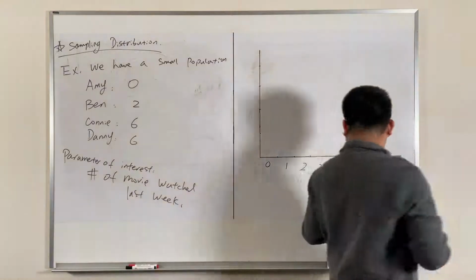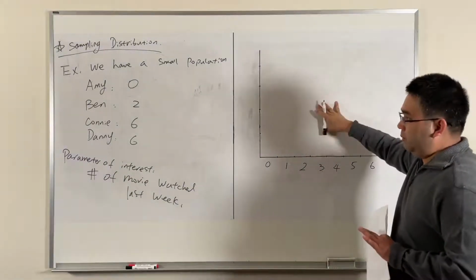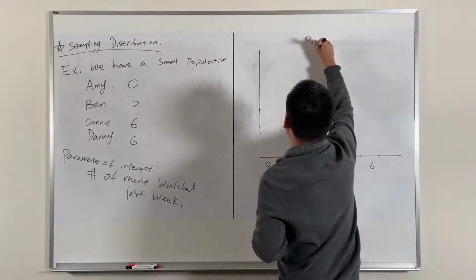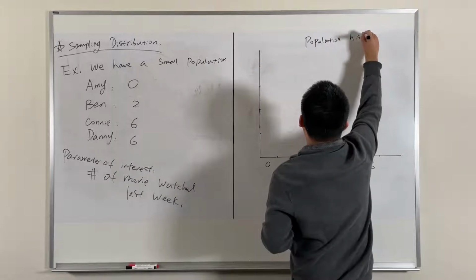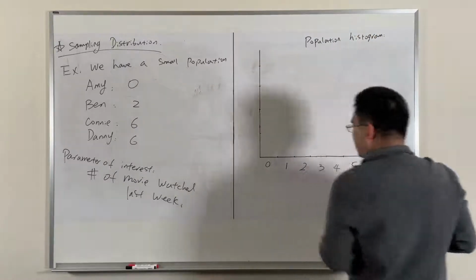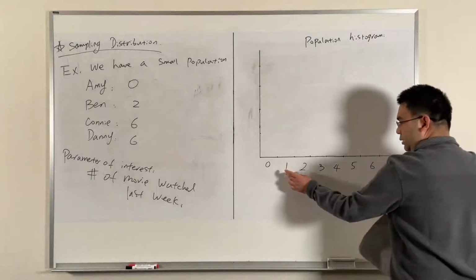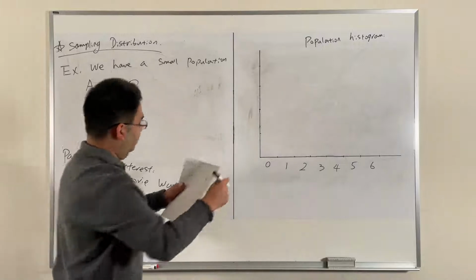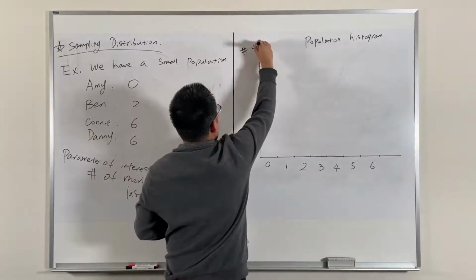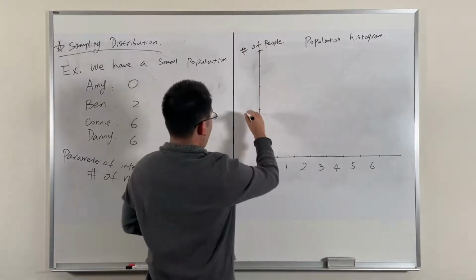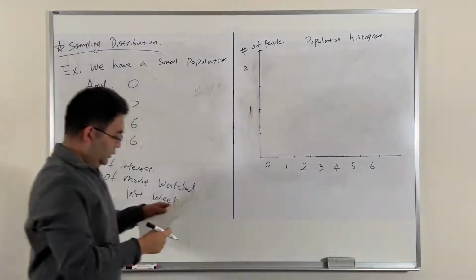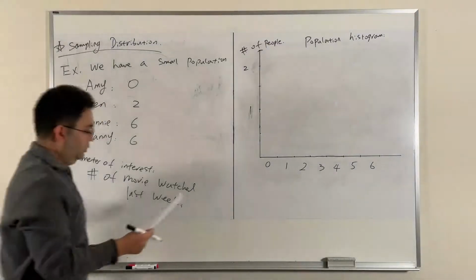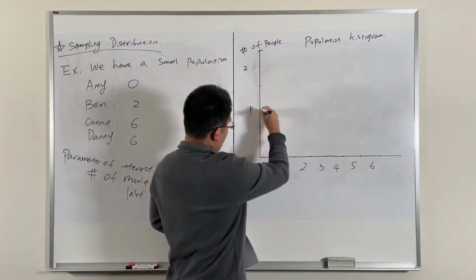So let's move to here. What I'm going to do next is show you a histogram to demonstrate these data. This is our population histogram. For the x-axis, we have 0 movies, 1, 2, 3, 4, 5, 6. And then let me put in the frequency, the number of people. Coming back here, Amy watched 0, so there's 1 person who watched 0 movies. So 0 is here.